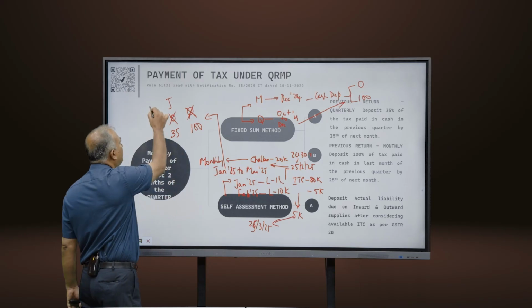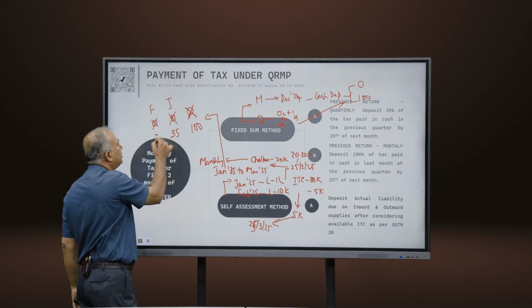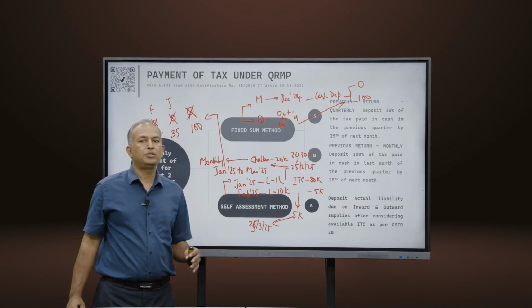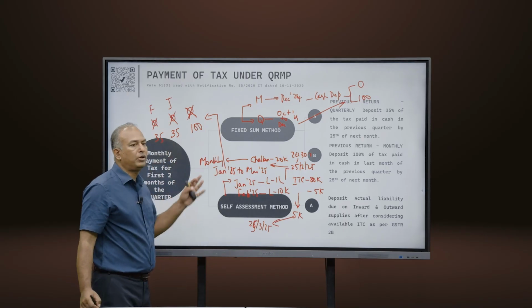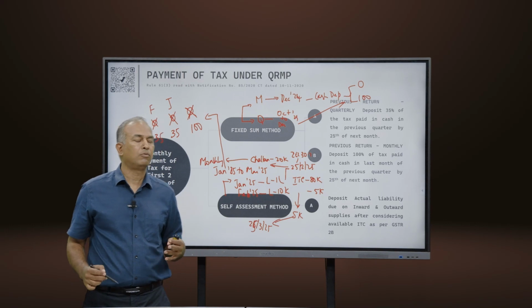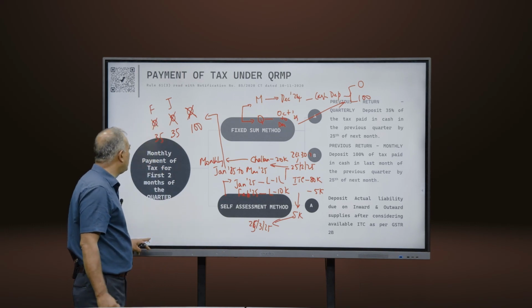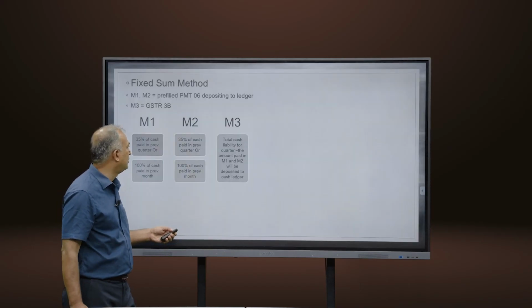In the month of February, as usual, it is 0, and if it was not 0, in the month of February he needs to deposit 35 rupees. If this deposit happens on or before 25th of February or 25th of March, he satisfies the condition of monthly payment of tax. Now these are the two different options available, the fixed sum method and the self-assessment method.